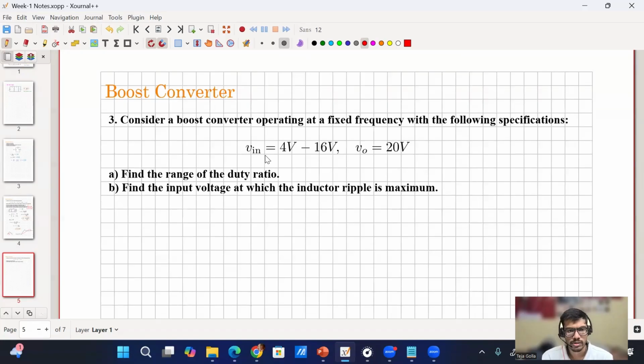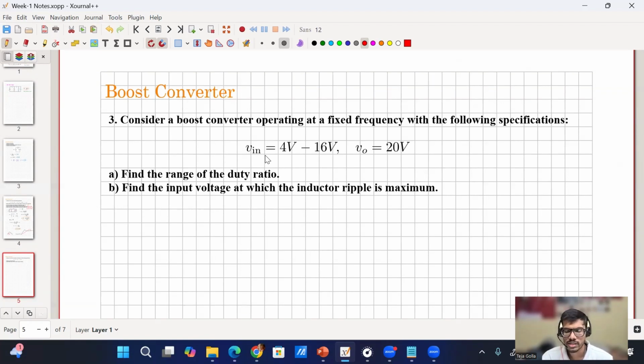Yeah, fine. Okay. So consider a boost converter operating at fixed frequency with the following specifications. Input voltage is given, output voltage is given. Find the range of the duty ratio and find the input voltage at which the inductor ripple is maximum.